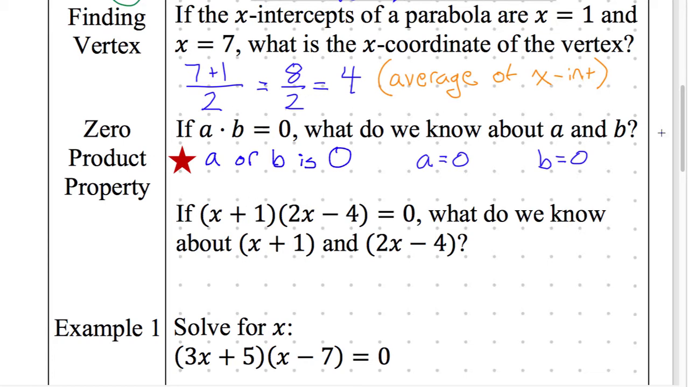So now I'm going to change it. Instead of A times B equals 0, let's say A was my blue, x plus 1. Instead of B, I now have 2x minus 4. So now x plus 1 times 2x minus 4, what do we know about x plus 1 and 2x minus 4? It's the same question in a different wrapper. Martine.